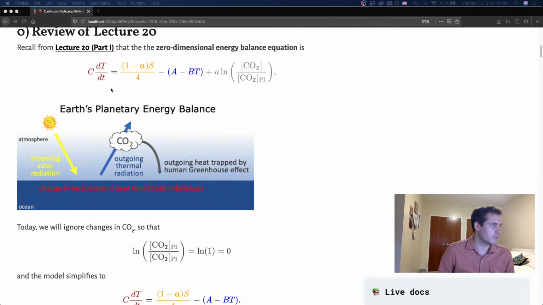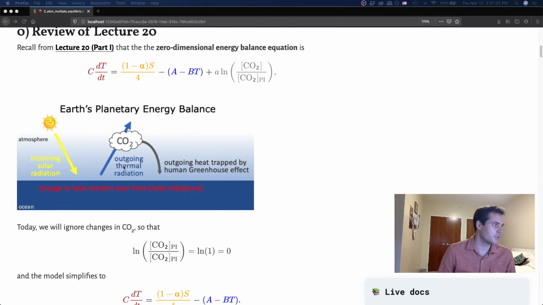Some of that is reflected. That's where this one minus alpha term comes in. That's going to be really important today because, as we'll learn, ice reflects a lot of sunlight. Then that's what warms the planet, but the planet also has to cool itself down so that it can come to some stable equilibrium, and that happens through this outgoing thermal radiation.